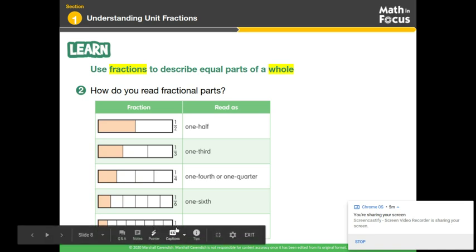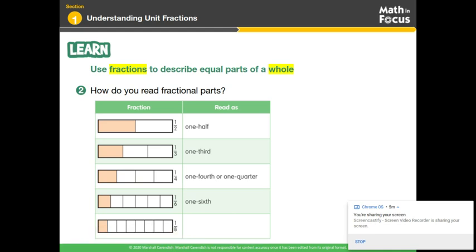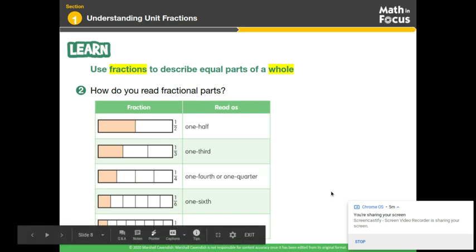Take a look at this model. This model shows 8 equal parts. 1 part is shaded. Remember, boys and girls, the denominator of a fraction names the number of equal parts in the total. There are 8. 1 part is shaded. How do you name that fraction? If you said 1/8, you are right.